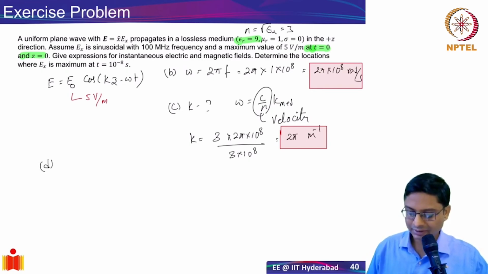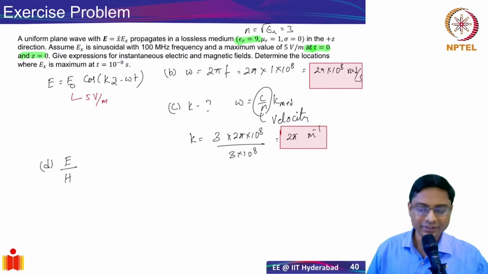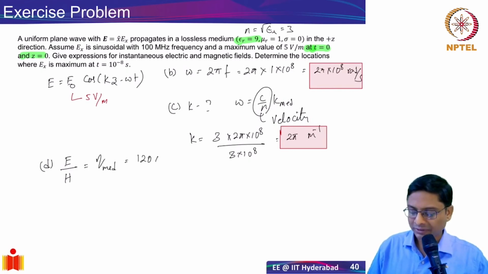Now what is the magnetic field intensity? Well, we know, I didn't mention it, but I hope you're familiar with this, the ratio of the electric and magnetic fields is given by the impedance of the medium. And this is simply going to be 120 pi, the free space impedance, or eta naught, as we call it, divided by the root of epsilon r.